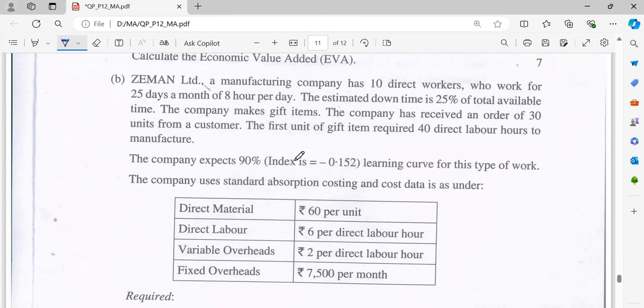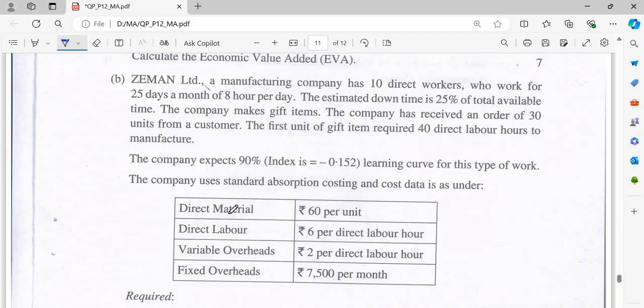This problem is based on the learning curve. CMA Limited, a manufacturing company, has 10 direct workers who work for 25 days a month of 8 hours per day. The estimated downtime is 35% of total available time. The company makes gift items. The company has received an order for 30 units from a customer. The first unit of gift item requires 40 direct hours to manufacture. The company expects a 90% learning curve, with index minus 0.152, for this type of work.